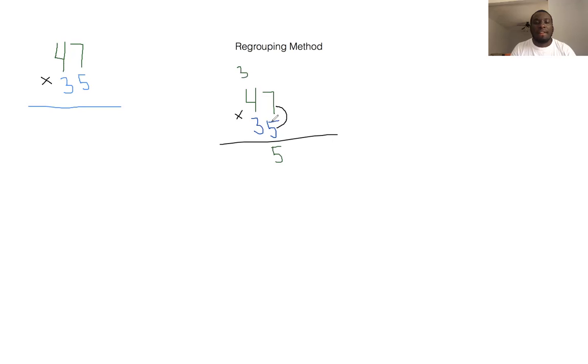Then I'm going to multiply 5 times 4, which is 20. Then I'm going to add the 3. So 5 times 4 equals 20, and 20 plus 3 equals 23. So my first partial product is 235. And then next, I'm going to do the second one.